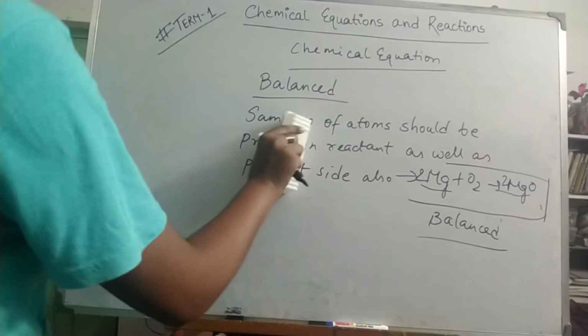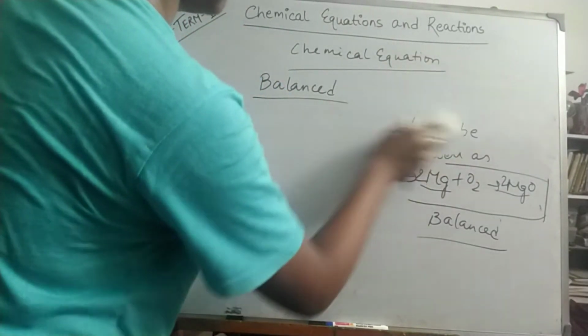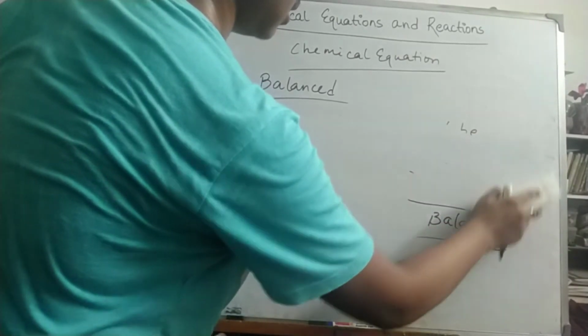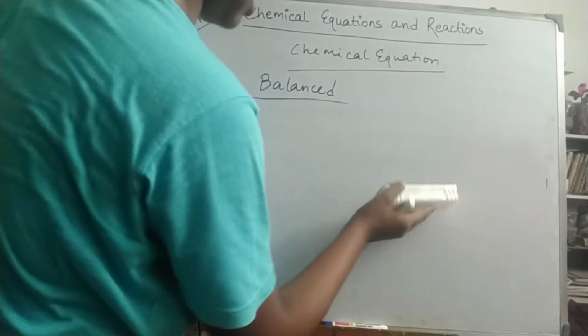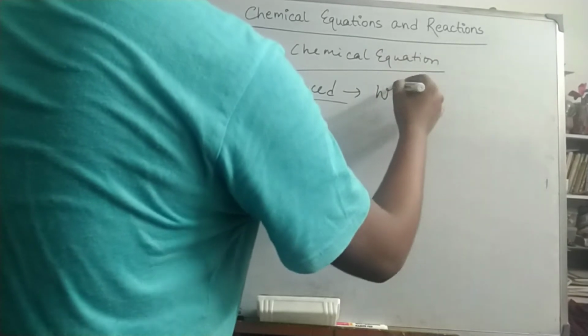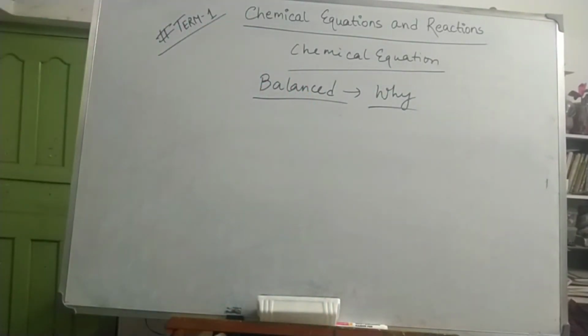Now why does a chemical equation need to be balanced? We have to balance the equation, but why do we need to balance it? What is the reason? That we need to know. Balanced. Why? This is another question.